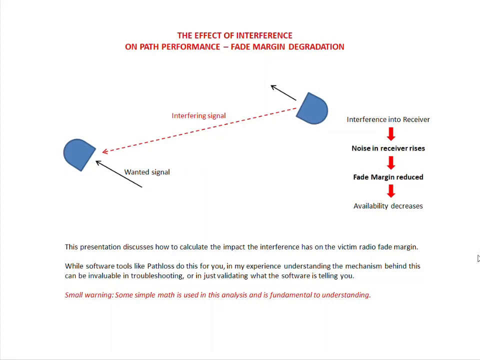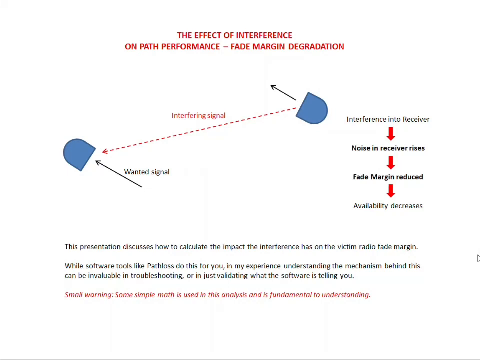This presentation will talk primarily about two points: how the noise from interference adds into the noise in the receiver, and then what that does to fade margin, how we calculate that, and what the impact is. So that's our focus here. I'm not going to spend time talking about how to calculate interference, through antenna discriminations, etc. Nor am I going to talk about availability calculations.